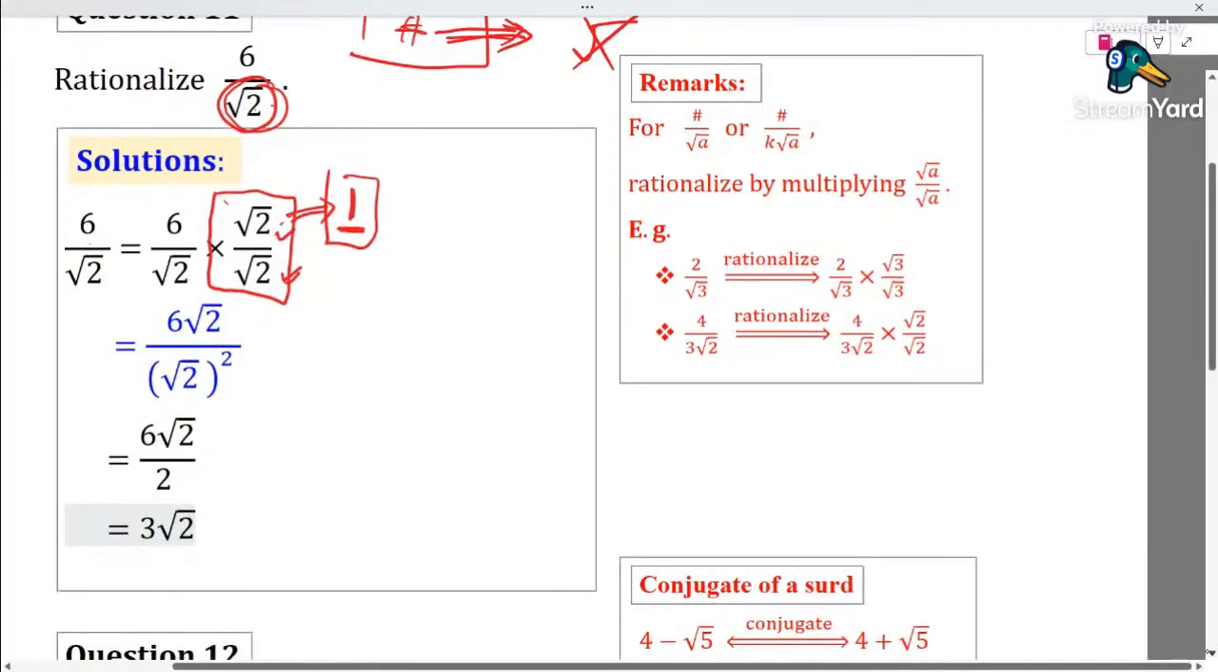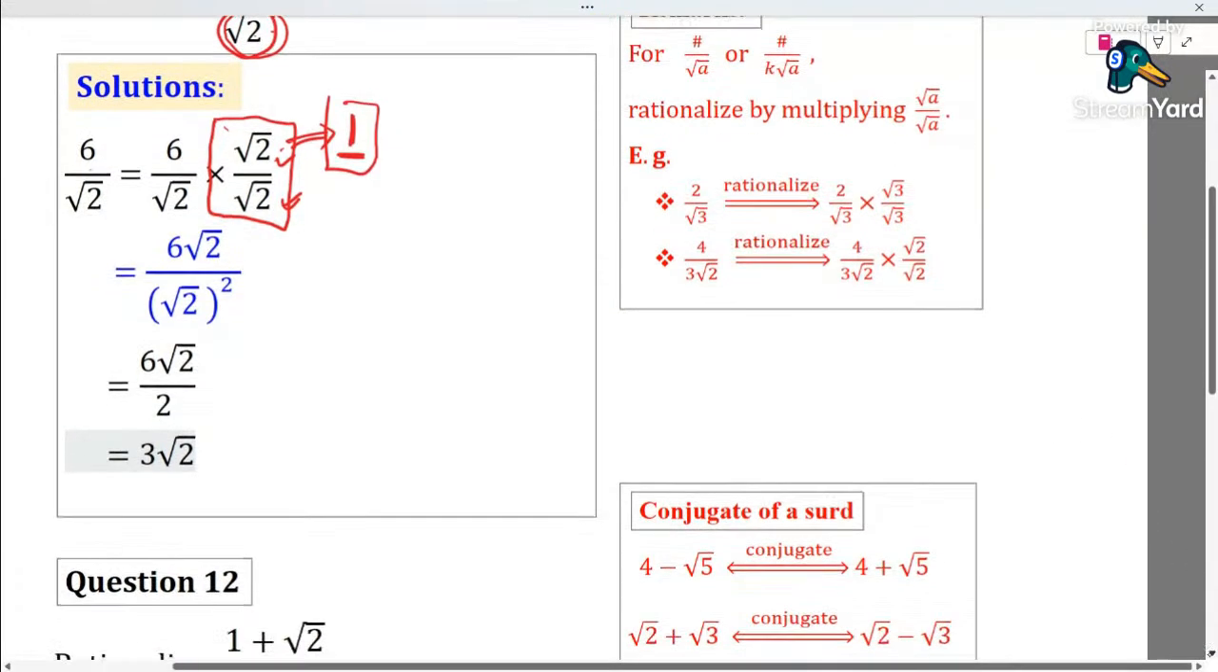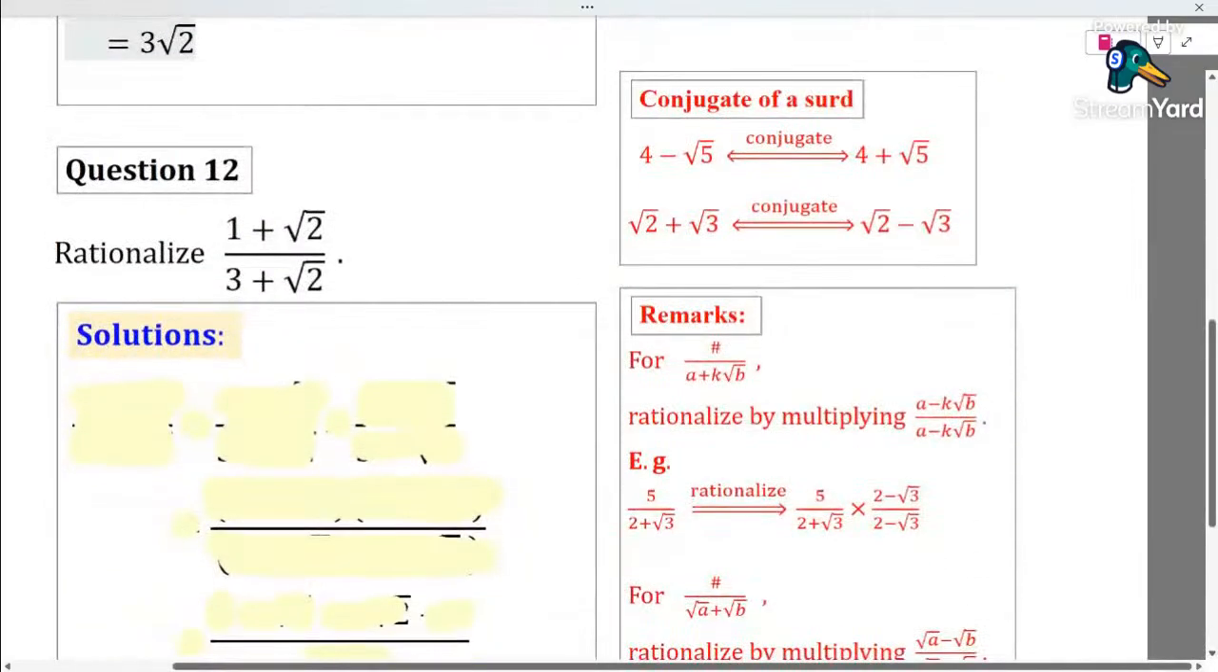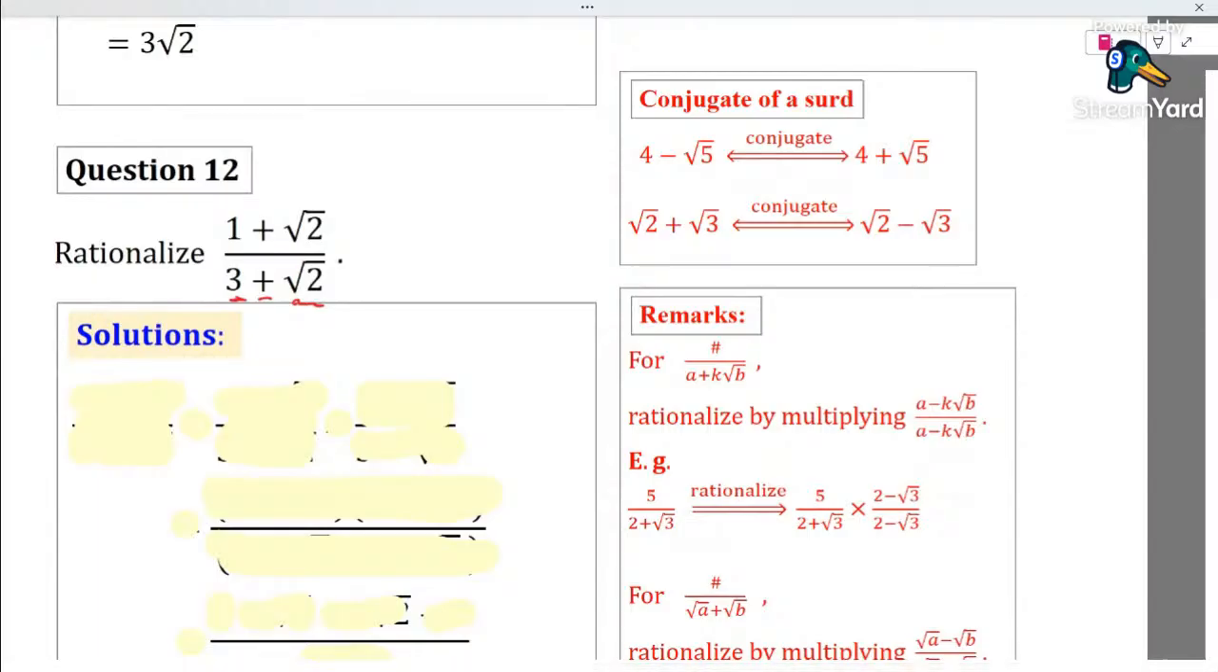So this is the simple case. We can just rationalize easily by multiplying just the square root term itself. What if now I have a much more complicated case where it not only consists of a square root, but it's plus or minus with some other number or some other square root? How are we going to solve that? In this case here, we need to take notes on the knowledge of conjugate.